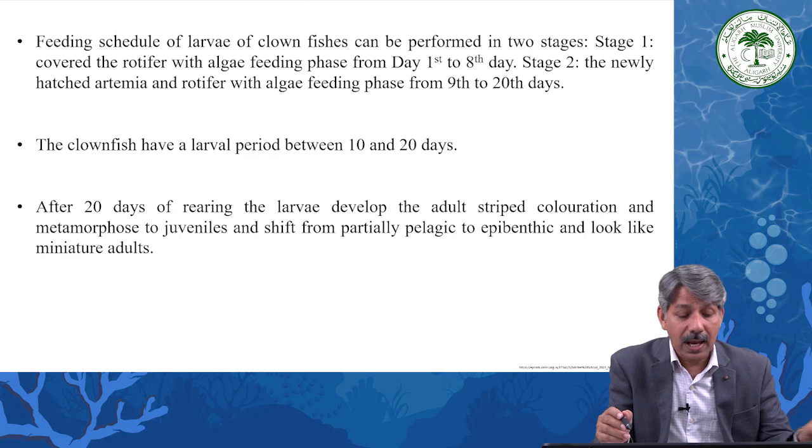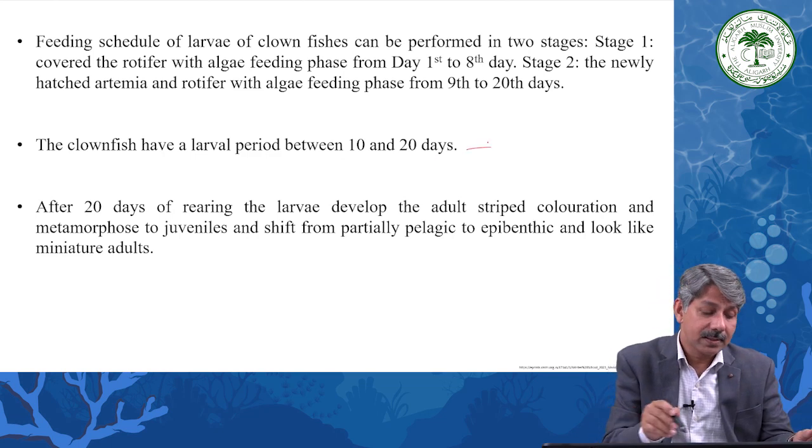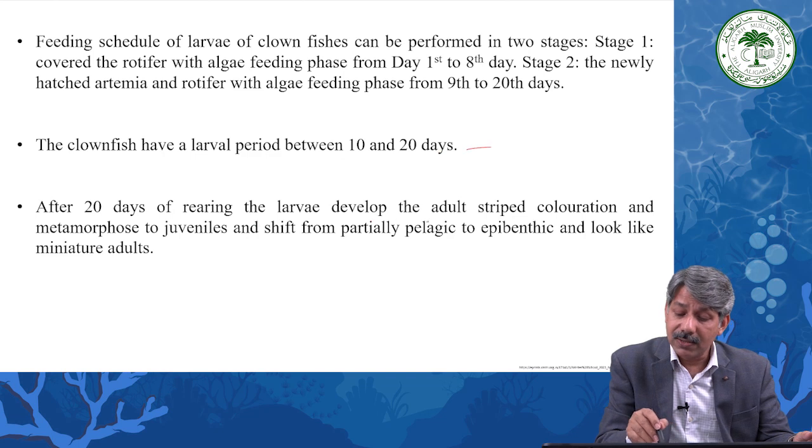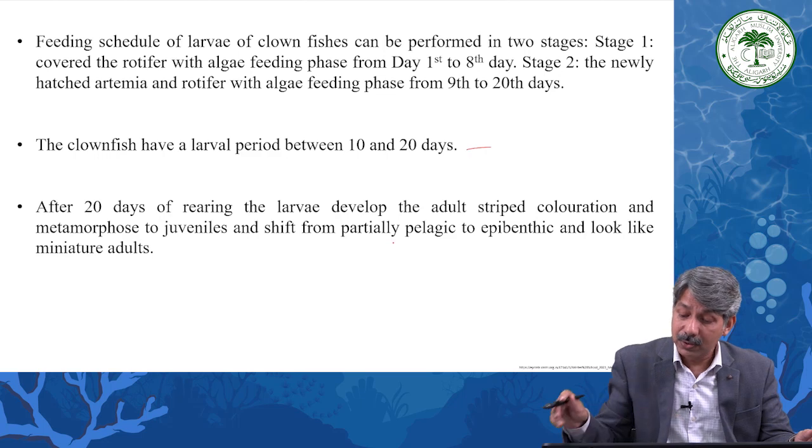The clownfishes have a larval period between 10 to 20 days. After 20 days of rearing, the larvae develop into the adult striped coloration and metamorphose to juveniles and shift from partially pelagic to epibenthic.